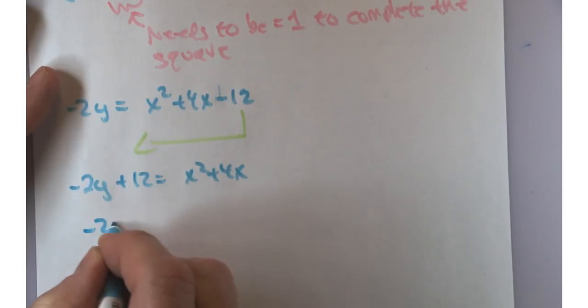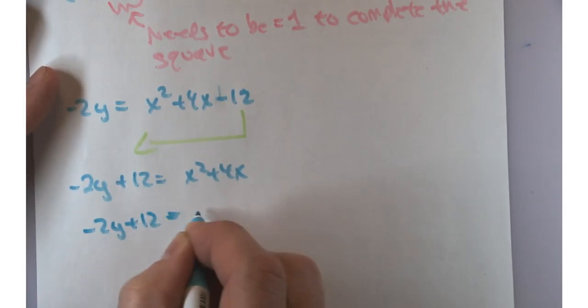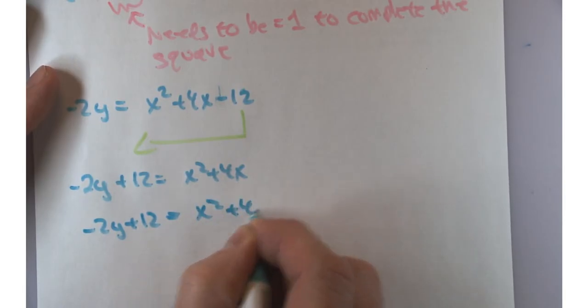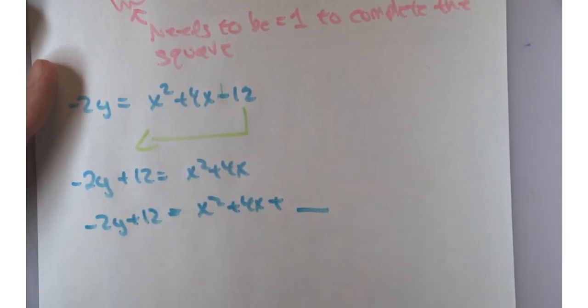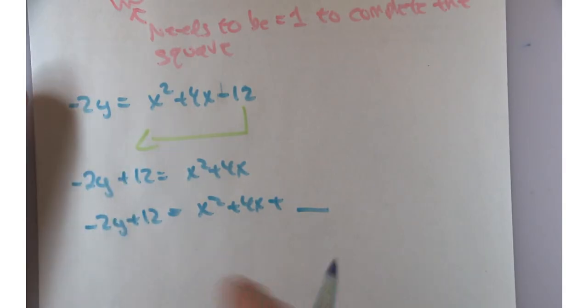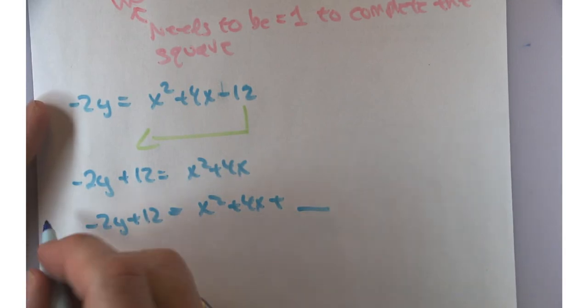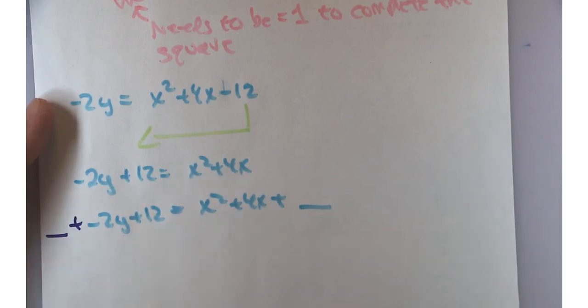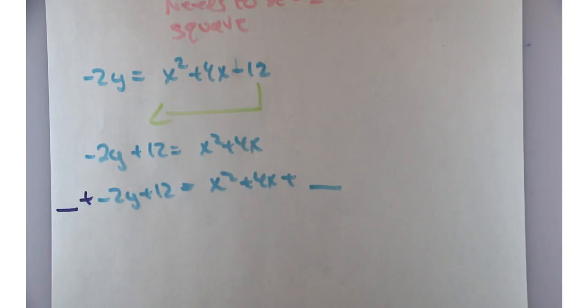So let's see, I have negative 2y plus 12 equals x squared plus 4x plus something. I don't know what that something is yet, but we'll figure it out. Now on the left-hand side, if I'm adding something to the right-hand side, I better add something to the left-hand side. So let me put a blank over there. So the number to be named later.